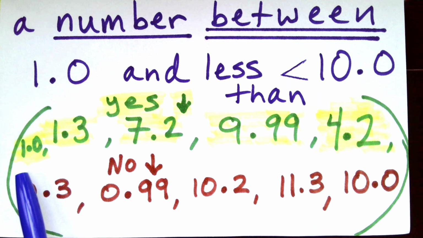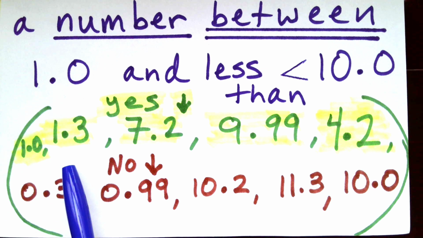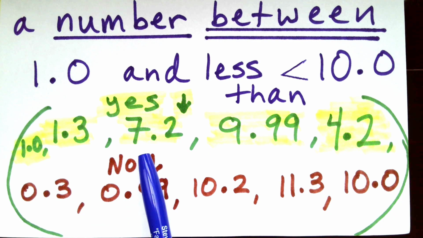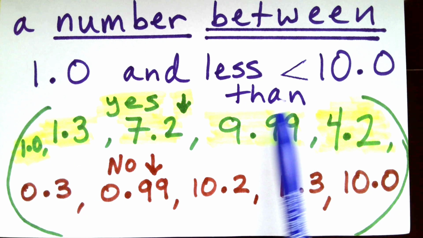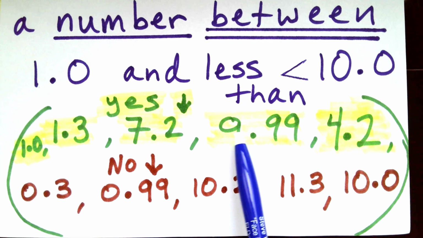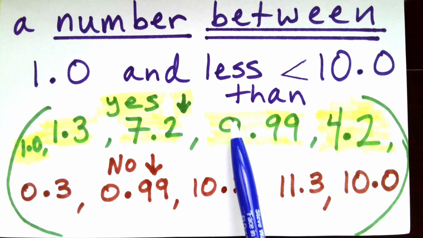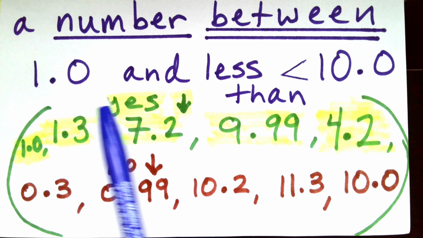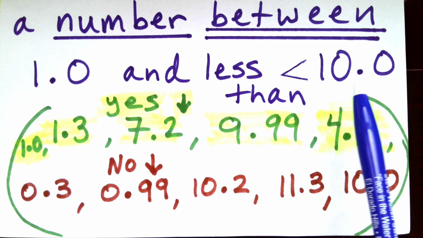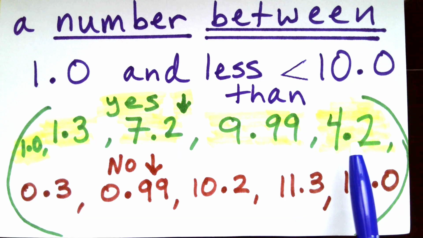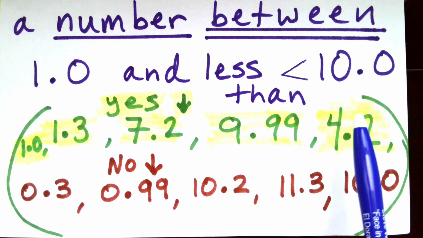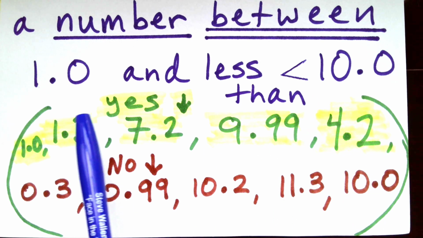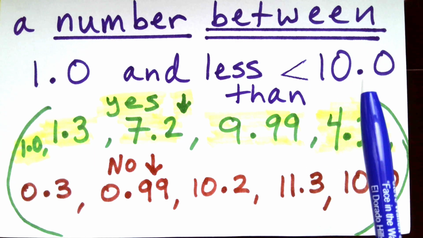And so here are some examples. 1.0 is okay. You can have a number 1.0. 1.3, coefficient of 1.3 is okay. Another coefficient of 7.2, yes. Is that number between 1.0 and smaller than 10? Yes, it fits that definition. 9.99, yes, that coefficient would work. It's larger than 1.0 and it's less than 10.0. And 4.2 also fits that criteria. When you're converting these coefficients, you want to convert them into a number that's between 1.0 and smaller than 10.0.